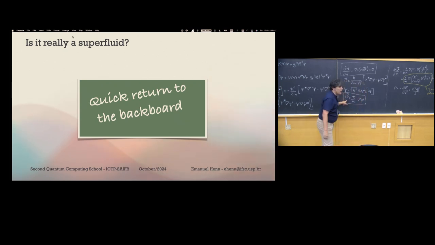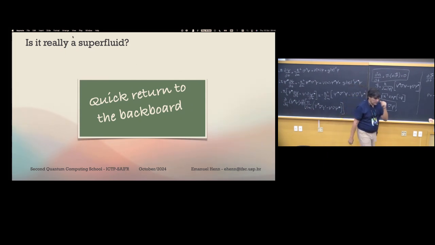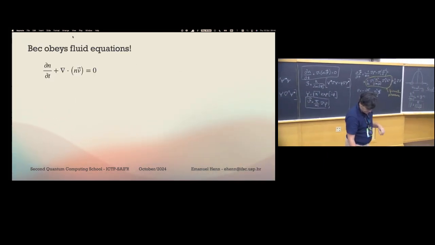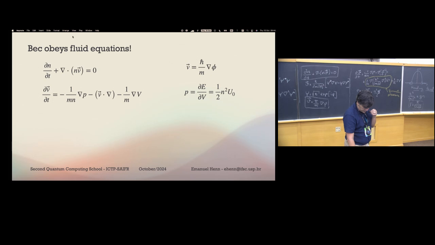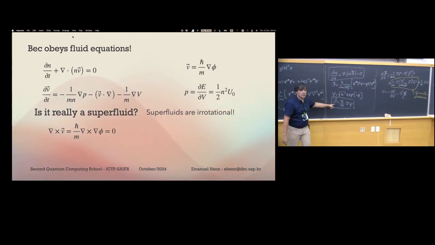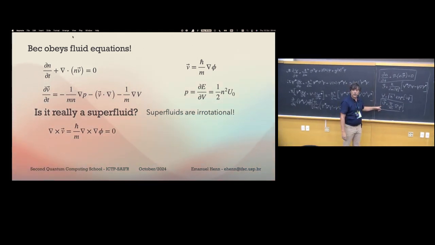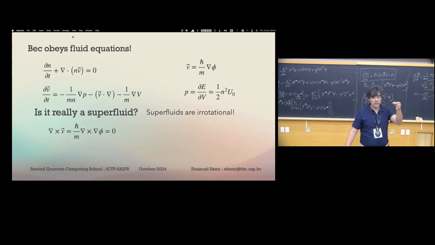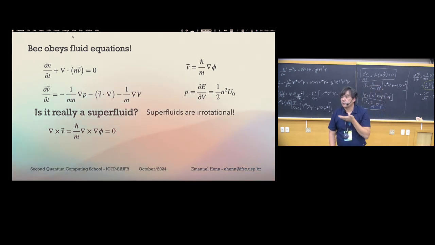So it's irrotational. It's a property of a superfluid. But I know how to rotate this thing. Yes, so we obey fluid equations. This is what we did. Superfluids are irrotational. I know the velocity field, so I can calculate the rotational of the velocity field. It's identically zero, because the rotational of a gradient is mathematically zero. So this thing is irrotational. So it's a superfluid.